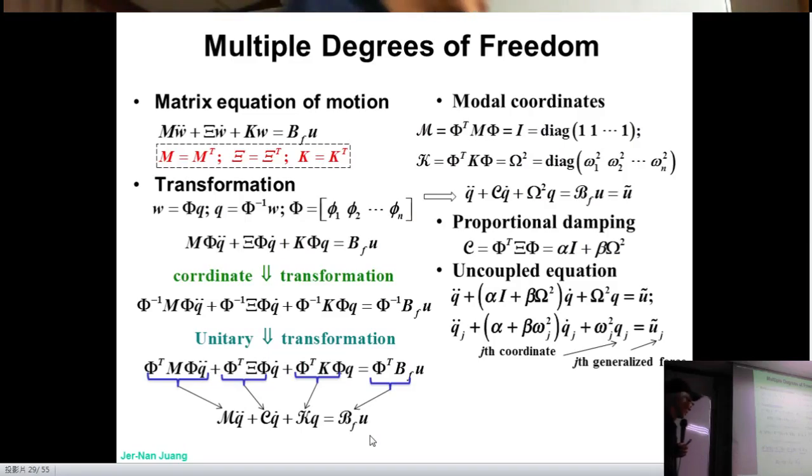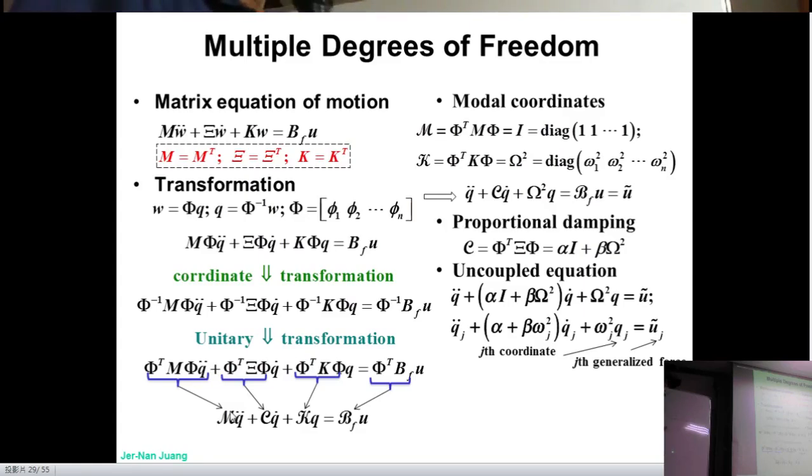All right. So now why would I want to do that? That's an important message here. What do we mean by unitary? Unitary means any column of that phi matrix, the length equal to 1.